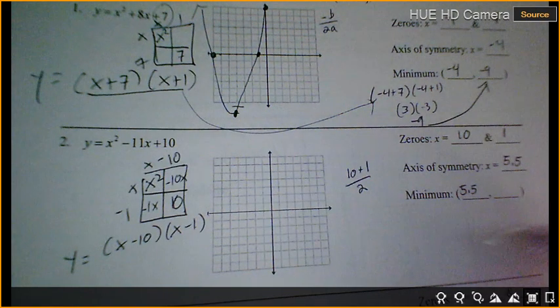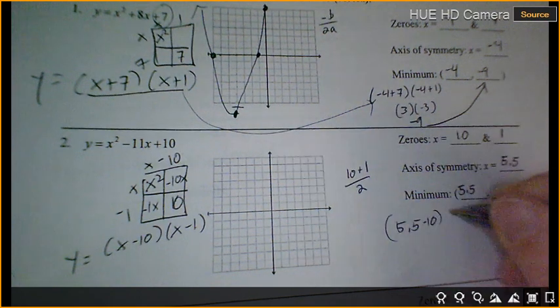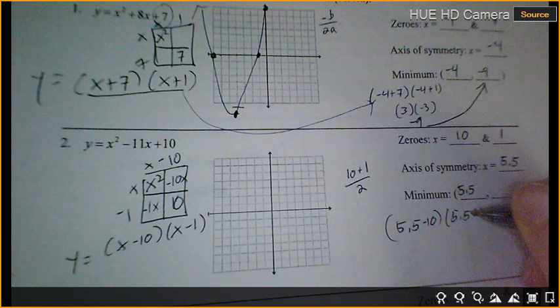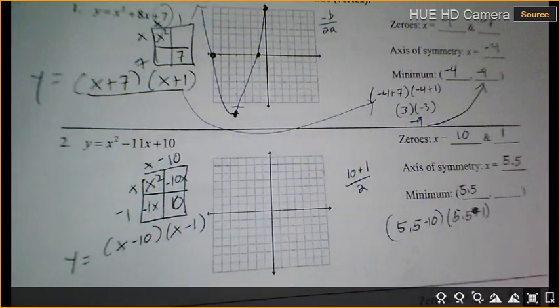And then I plug it back in, either one. Okay? So I can go 5.5 minus 10 times 5.5 minus 1. So if I do that, my answer here is wrong because I put a plus for some reason. 5.5 minus 1. I get negative 20.25.